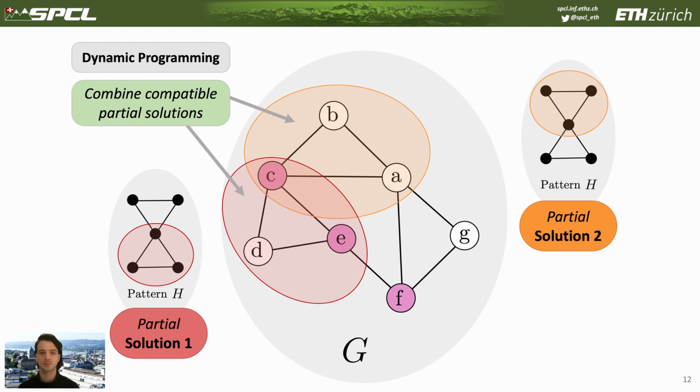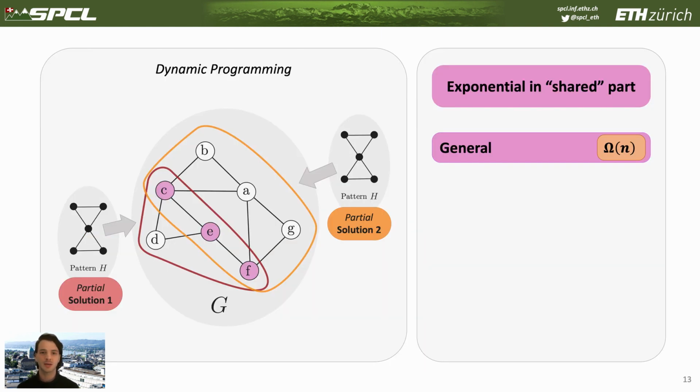This demonstrates that we need to keep track of how a partial solution interacts with the shared part. And this means that, in general, the runtime of the approach is exponential in the size of this shared part. And in a general graph, we cannot recursively decompose a graph efficiently in a suitable way. Even for planar graphs, the resulting runtime would still be superpolynomial. Namely, it would be exponential in the square root of n.